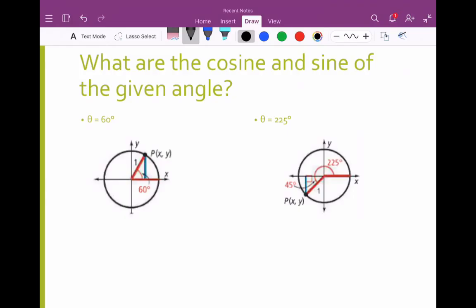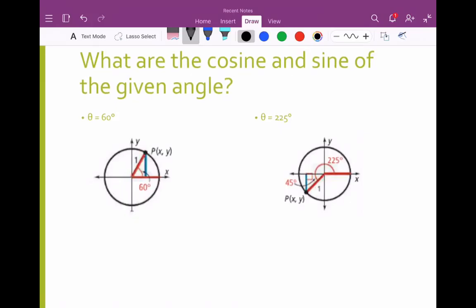Looking at a couple of examples, we're going to identify what are the sine and cosine of the given angle. Remember that the cosine is the x-coordinate of the point that falls on the unit circle, and the sine is the y-coordinate of that point. So if our first angle is 60 degrees, that would be this angle right here. So our initial side is on the positive x-axis, and then we go up 60 degrees for our terminal side, and then we end up with this point right here. And we're going to draw a triangle. So we know the hypotenuse is 1 because it's on the unit circle, and all triangles on the unit circle have a hypotenuse of 1.